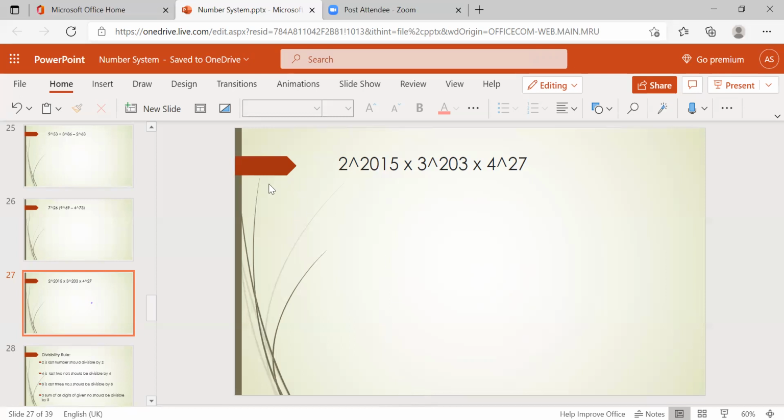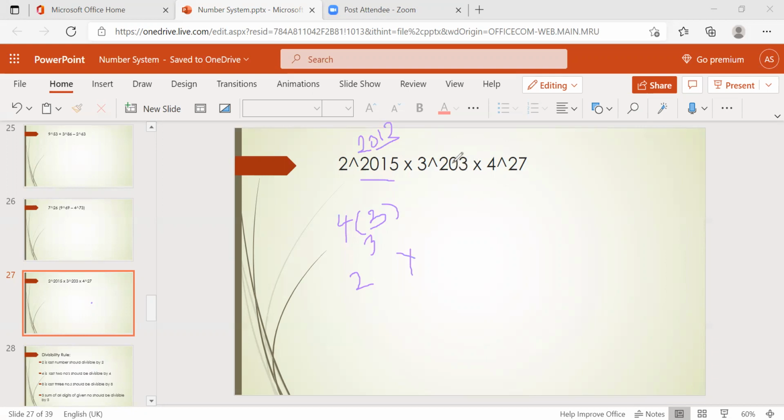Done. Okay. See how I am going to solve this one. So 2 power, 2 power 4, right? So we have to write 4 multiples. See, the last two digits are 15. So the remainder will be 3. We can write, if 2012 is there, the remainder will be 0, right? If 2015, the remainder will be 3. That means 2 power 3 into 3.